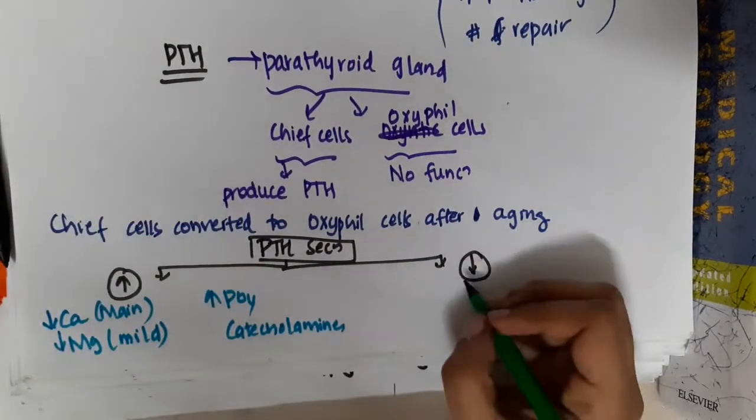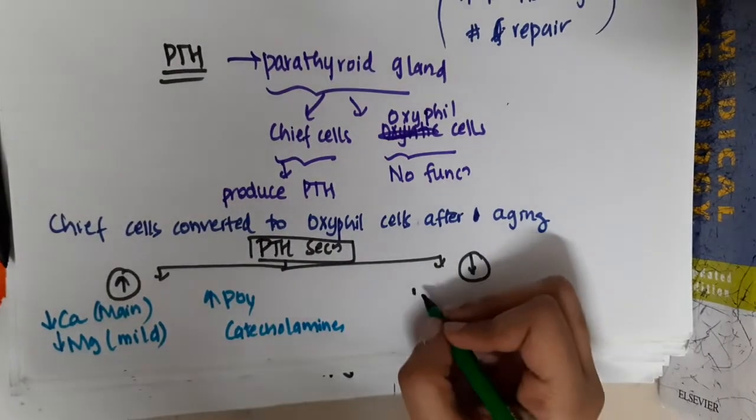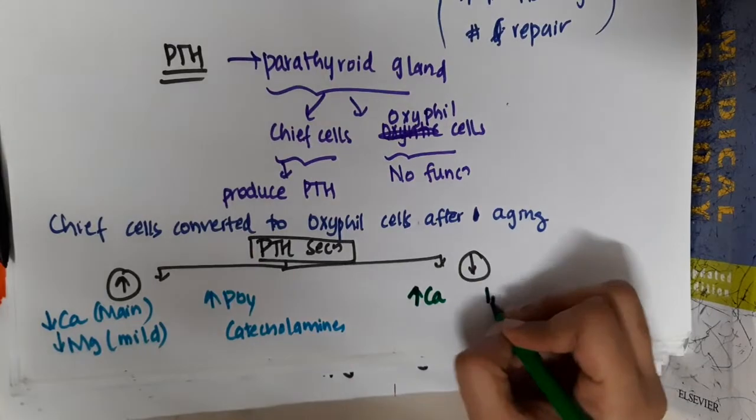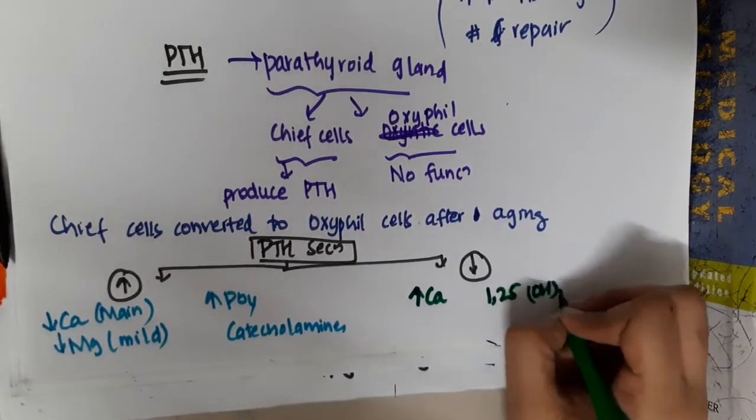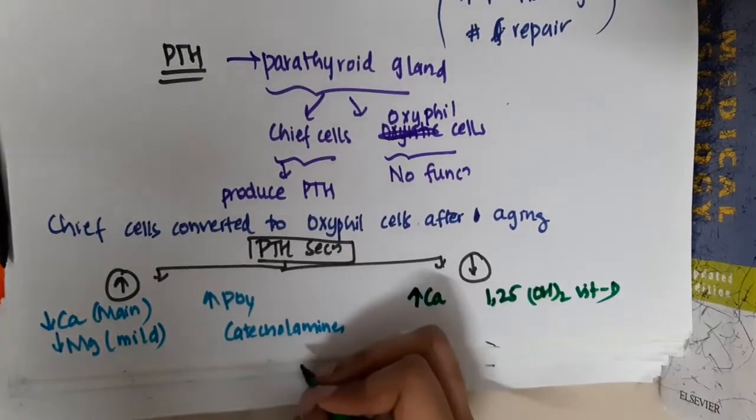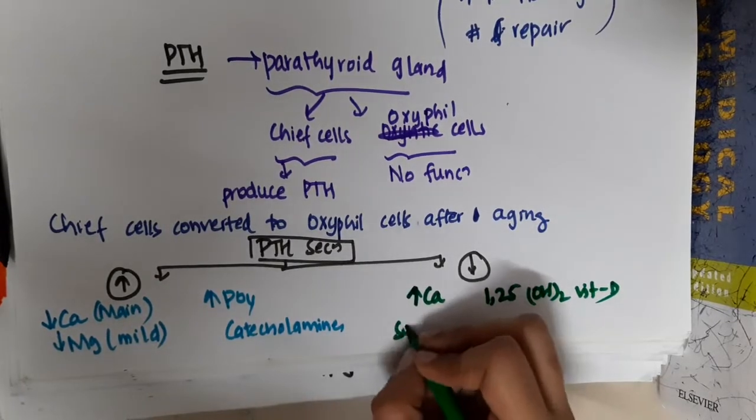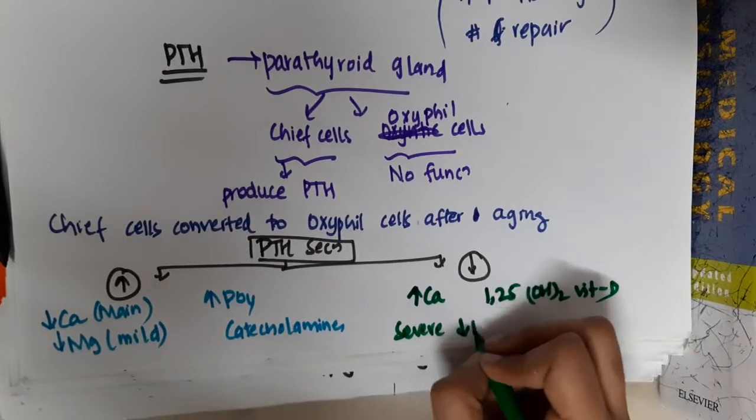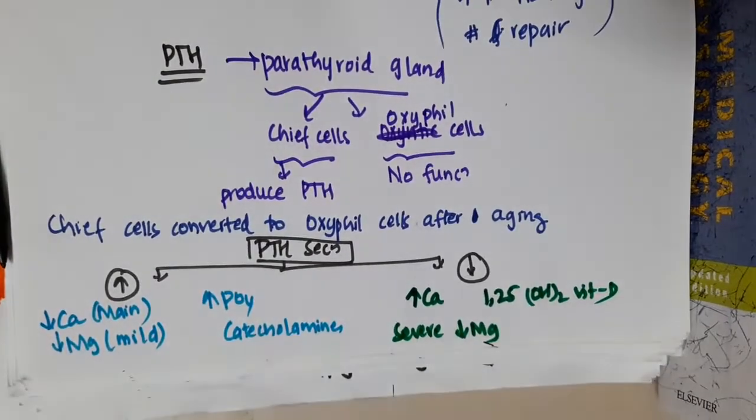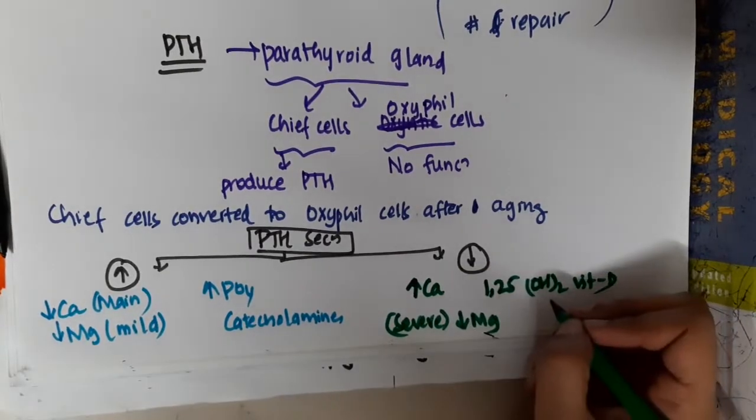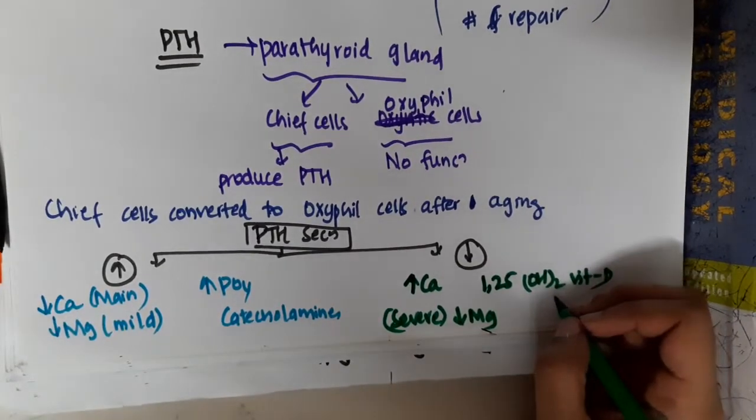Whereas when is parathormone secretion decreased? It is decreased in hypercalcemia. It is decreased when there is 1,25 dihydroxy vitamin D, the active form of vitamin D, which will decrease parathormone secretion. Then severe hypomagnesemia will decrease it. See, mild hypomagnesemia will increase parathormone production, whereas severe hypomagnesemia will decrease parathormone production.